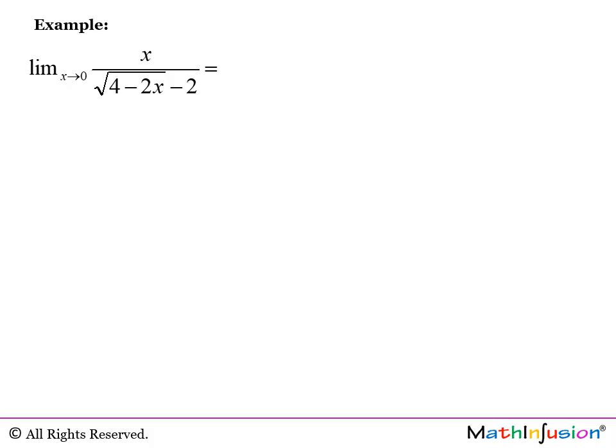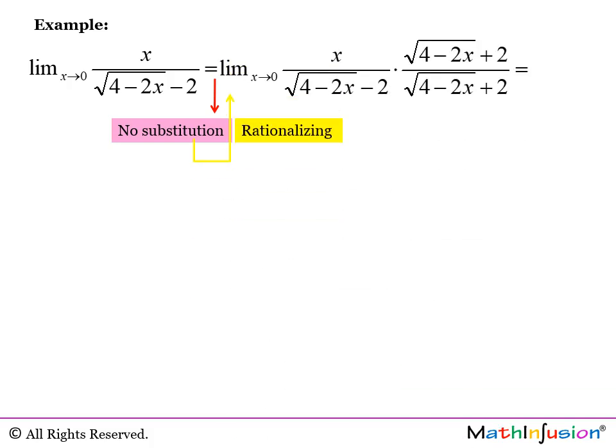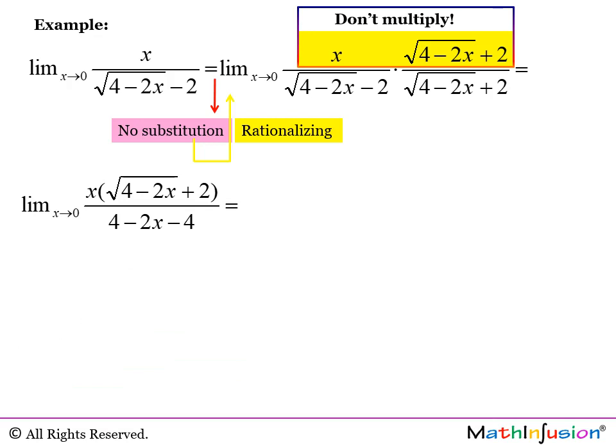Example, limit of x over (square root of 4 minus 2x, minus 2), x approaches 0. We have to rationalize here. We don't have any choice because we cannot break the x to a product. The problem, which is the x part, which is 0 when x equals 0, is isolated, and we want to keep it that way. We get that.